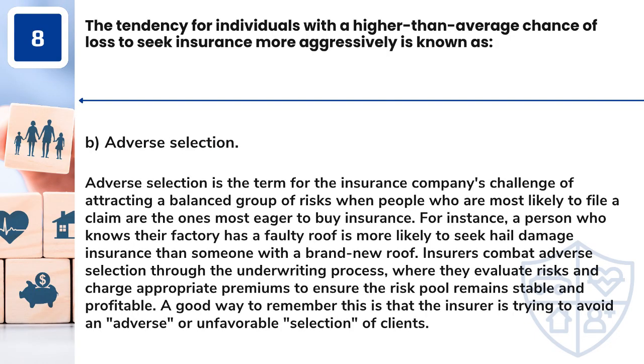Answer: B. Adverse selection. Adverse selection is the term for the insurance company's challenge of attracting a balanced group of risks when people who are most likely to file a claim are the ones most eager to buy insurance. For instance, a person who knows their factory has a faulty roof is more likely to seek hail damage insurance than someone with a brand new roof.